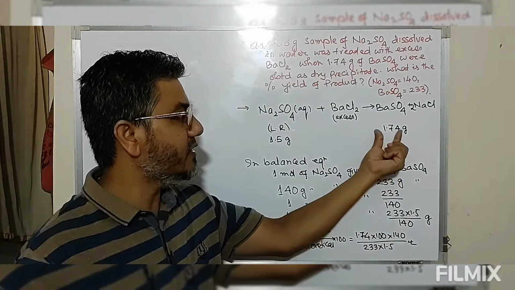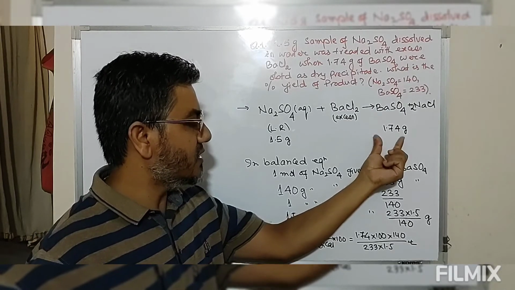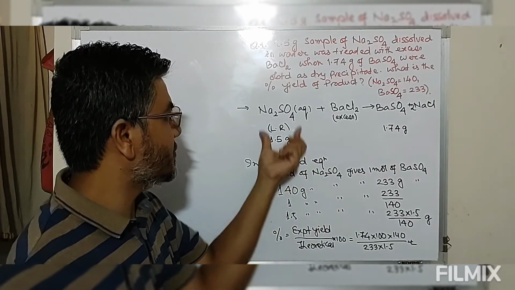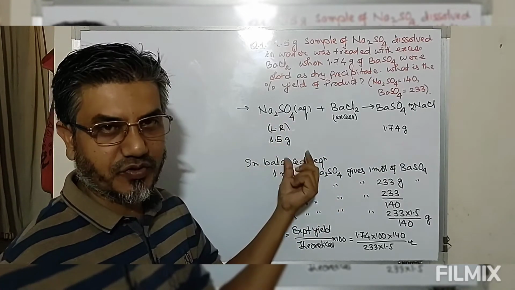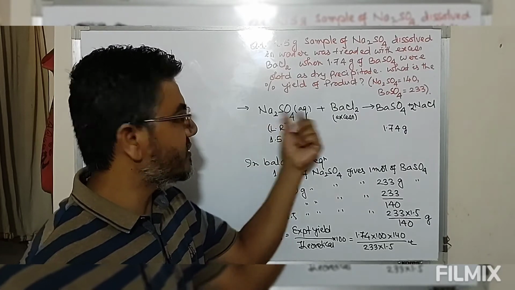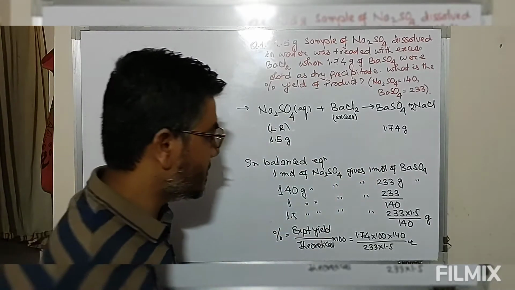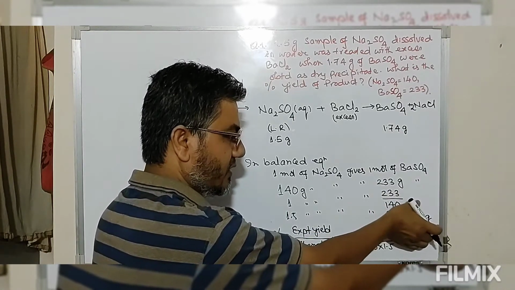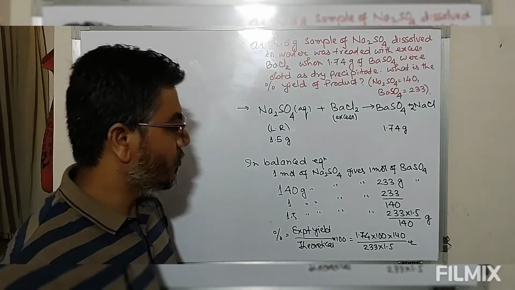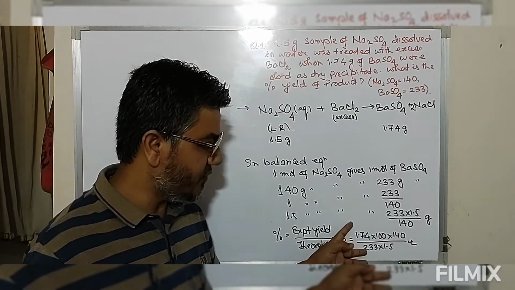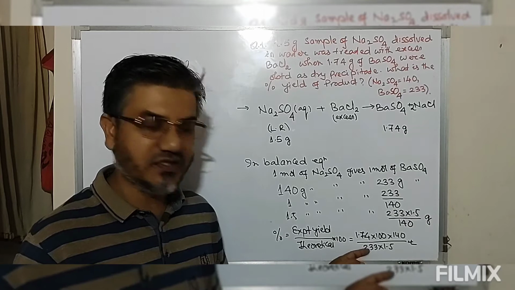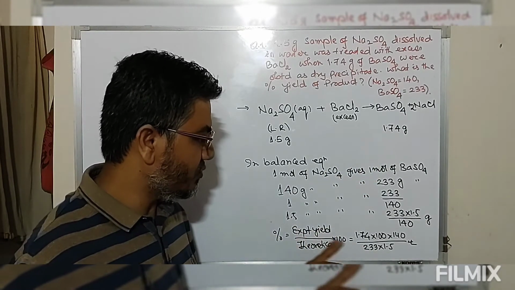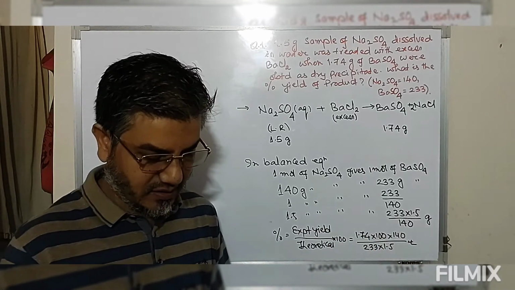But in reality we are getting 1.74, which is less than the theoretical value. Why is this less than the theoretical value? Because along with this sodium sulfate there are some impurities, and the reaction is only given by sodium sulfate, not by the impurities. So this is how we define the experimental yield and the theoretical yield. Once we have the theoretical yield, we take the ratio of the experimental value divided by the theoretical value, which is calculated from the balanced chemical equation. Multiply this ratio by 100, and we get the percentage yield.